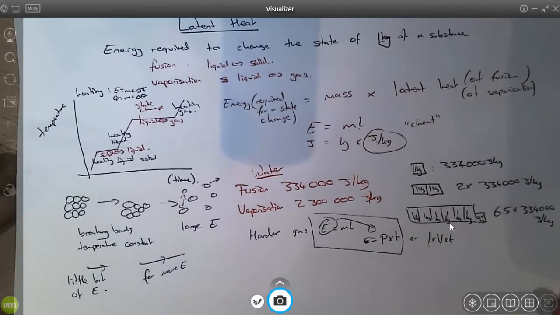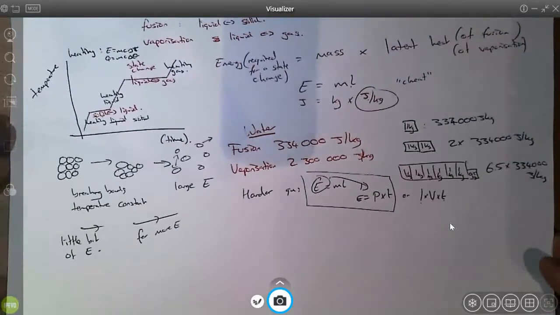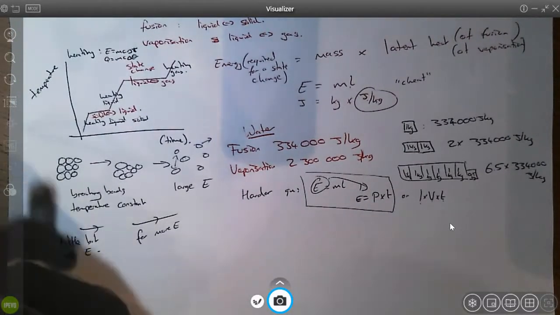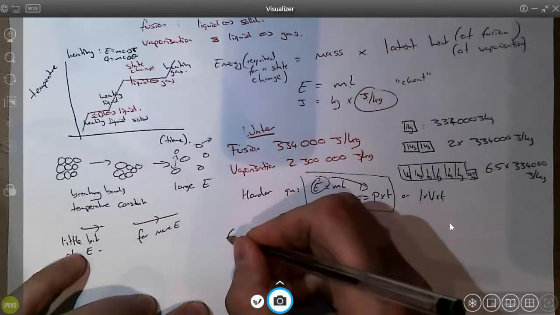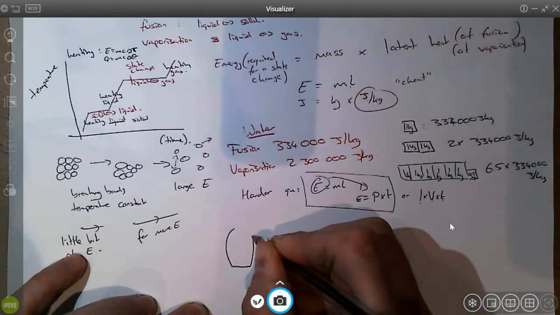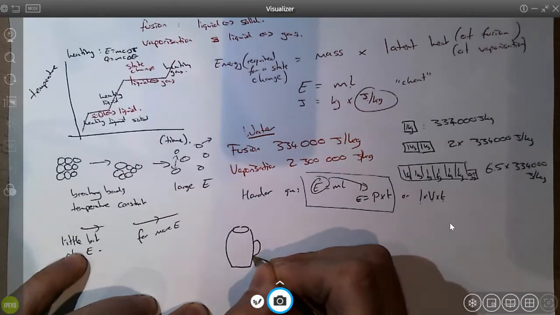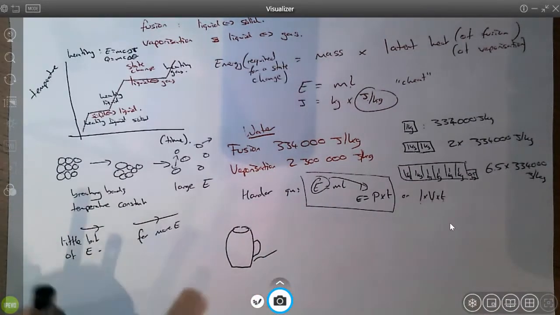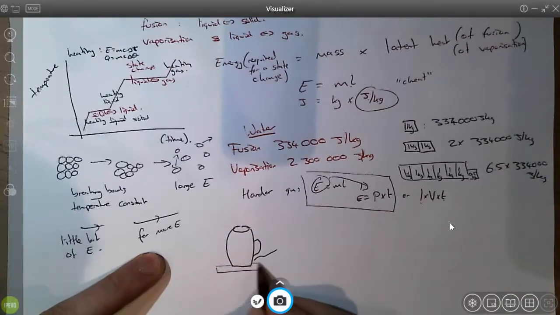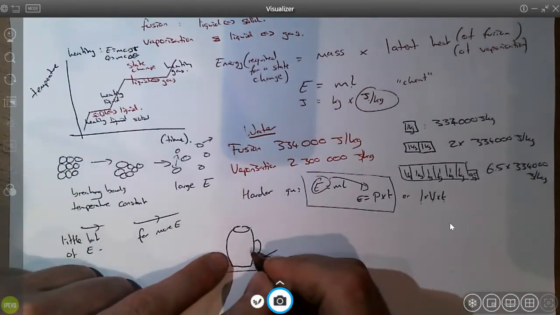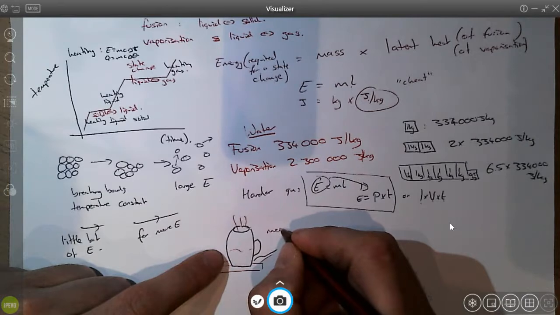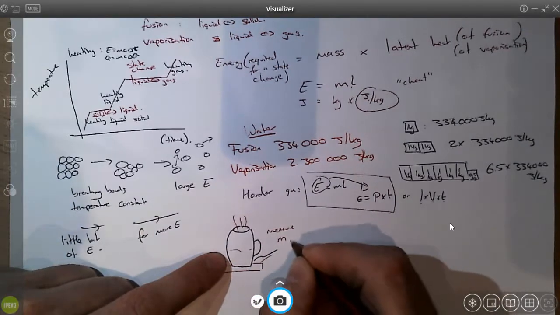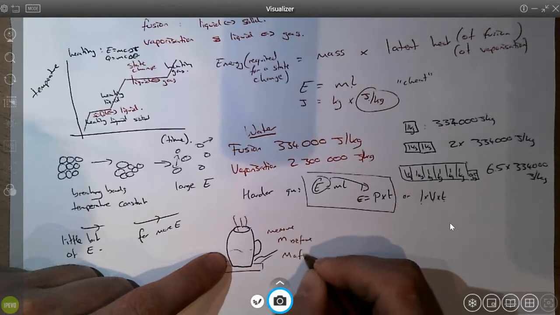The last thing that's worth looking at is 2 demonstrations that you can do. There's no required practical for latent heat, but there's 2 nice demonstrations which you can do to work out the latent heat. So demonstration number 1 is you can get yourself a kettle, and you can put the kettle on a mass balance, and you can turn it on so that it boils, and you can measure the mass before and the mass after.